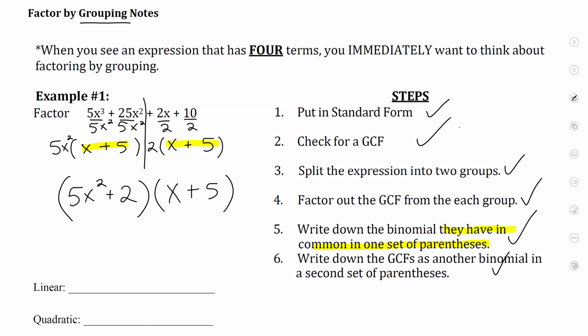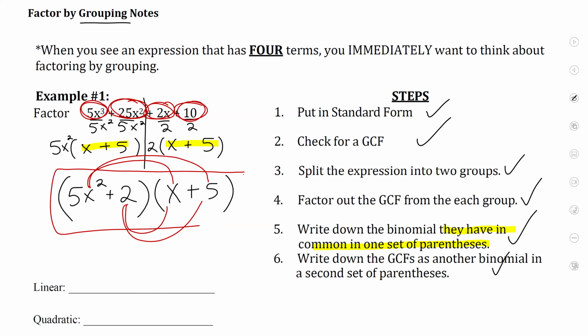How can we check and see if we're right or not? FOIL, good. We can multiply it out. So guys, look real quick. You don't have to write this down, just look. 5x squared times x is what? 5x cubed? Oh, that's what they have up here. What's 5x squared times 5? 25x squared? That's what's here. What is 2 times x? 2x, that's what's right here. 2 times 5 is 10. So that's why we know that these are the correct factors. Because if you multiplied it back out, you'd get what you started out with.